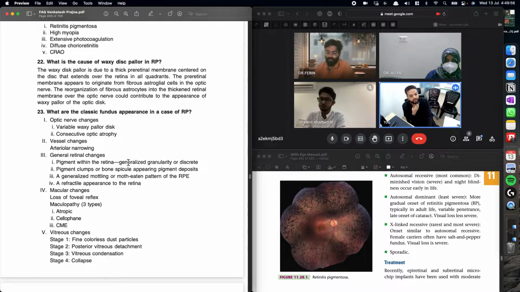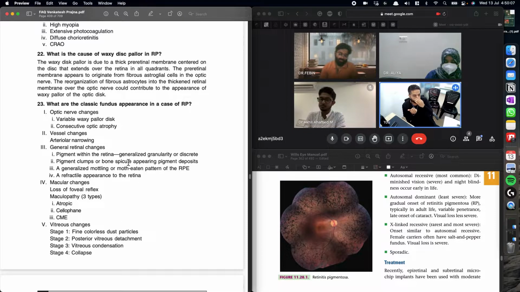Does anybody know what is the reason for waxy disc pallor? Nobody will ask you this. Only Indian doctors will ask. The reason is because the whole retina is degenerated, so the astroglial cells are trying to repair the retina, and they are forming a membrane themselves. This membrane eventually forms the epiretinal membrane, which is why you were able to see the shine near the macula. That is also on the disc as well. So that is why waxy disc pallor.